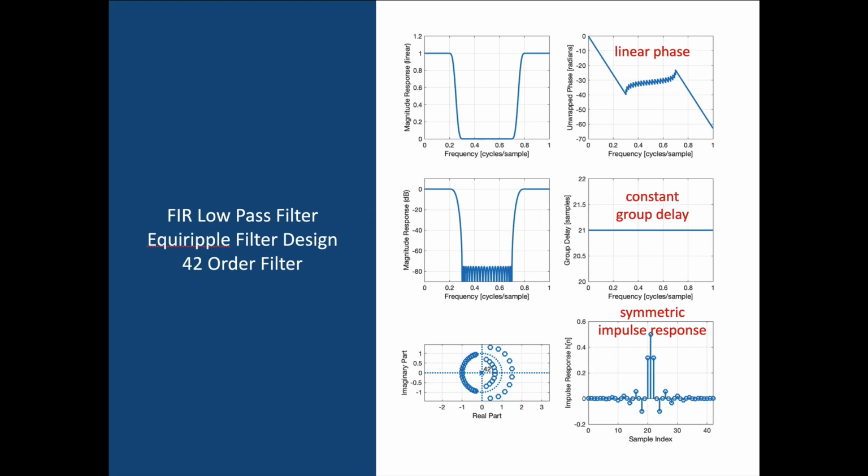The next example is an FIR filter. It's what's called an equi-ripple filter because the ripples in the pass band and the stop band, you can see the stop band here, have equal amplitudes. And if we zoomed in on the passband, you would see that it has a ripple behavior where the amplitude of those ripples are equal in magnitude across the passband.